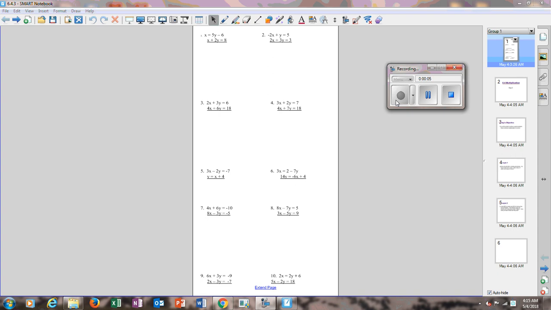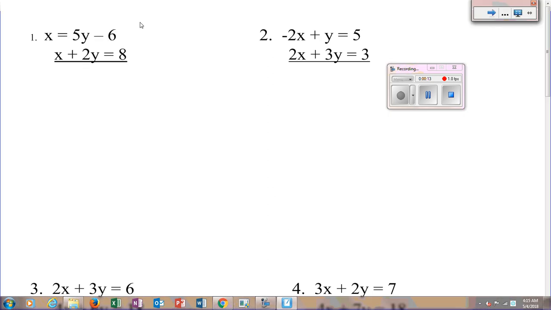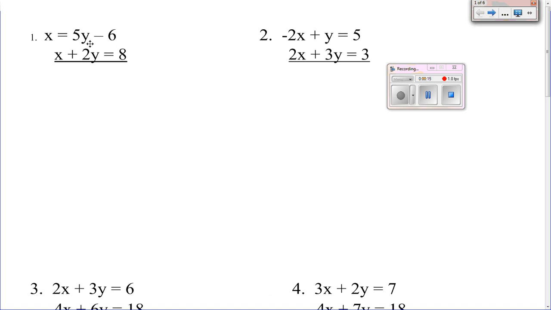Alright, let's go over last night's homework. So with number 1, we start, it's x equals 5y minus 6. So the x is by itself, which means we can plug it in to the second equation.